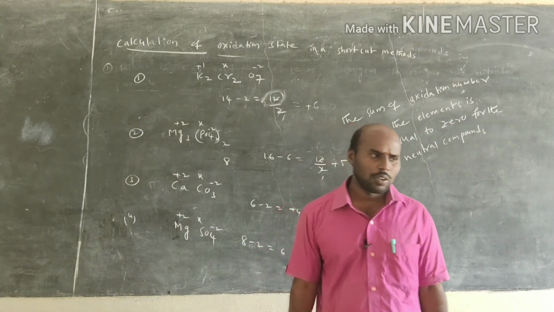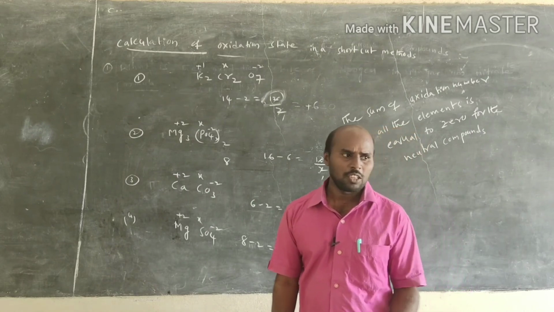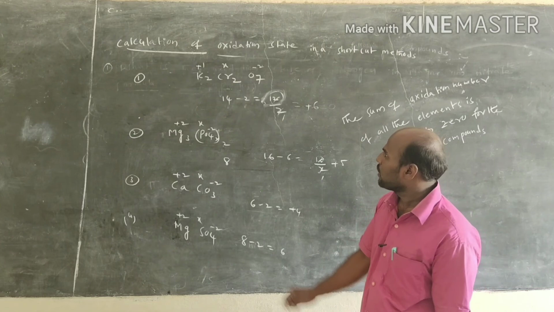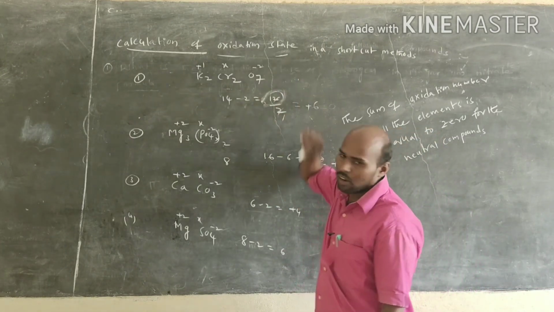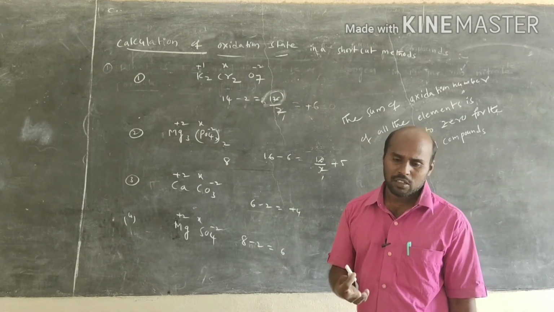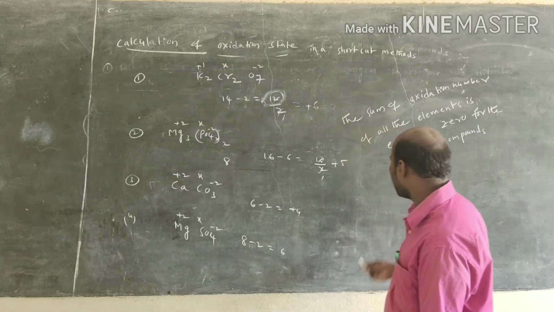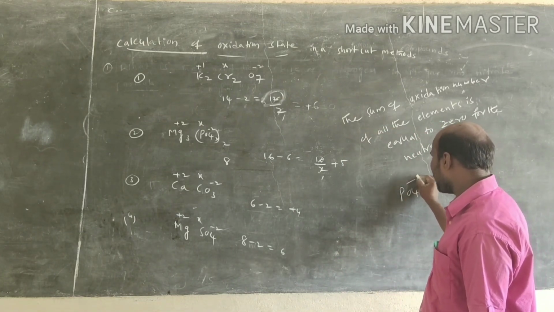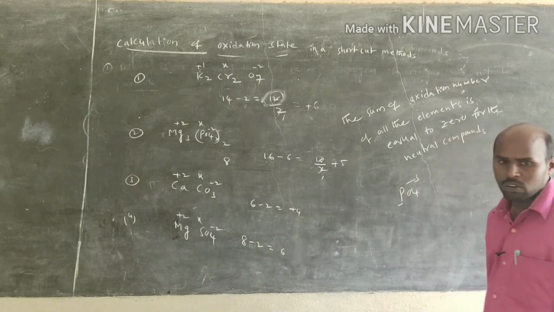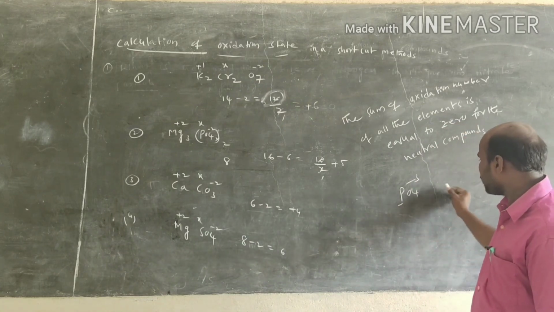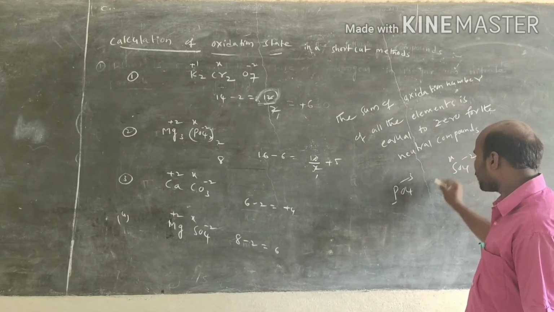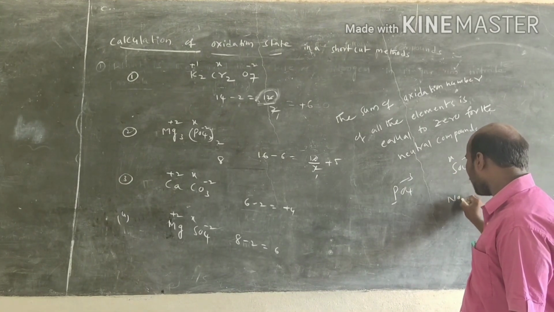Next class, the sum will equal the charge present on the ion. How do we calculate the oxidation state in ions? For example, what is the oxidation state of phosphorus in phosphate? What is the charge of sulfur in sulfate? What is the charge of nitrogen in nitrate?